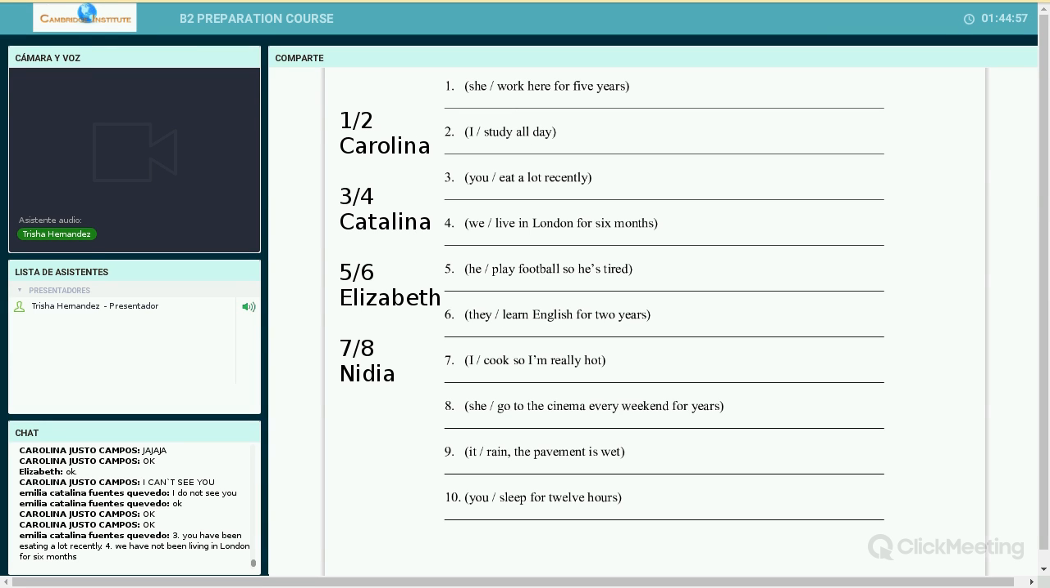Emilia says number 4. You have been eating a lot recently. We have not been in London for 6 months. Yes. Sorry. All of these are positive. All of these are positive, okay?